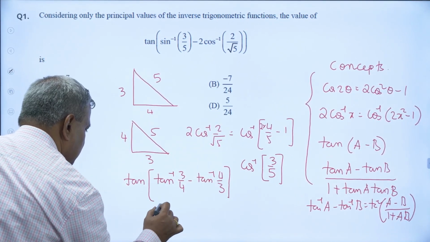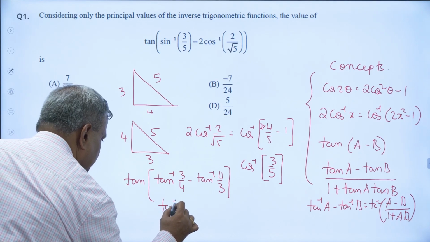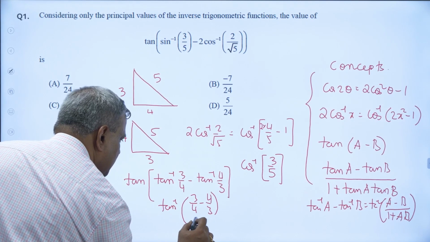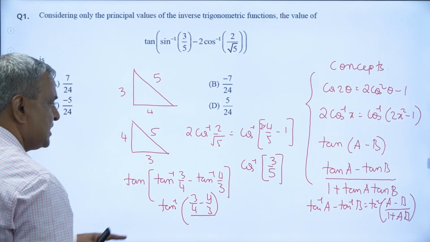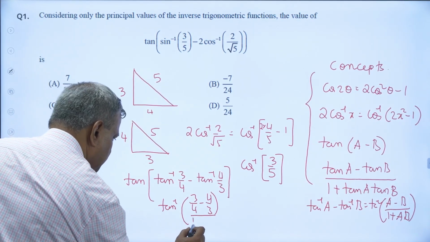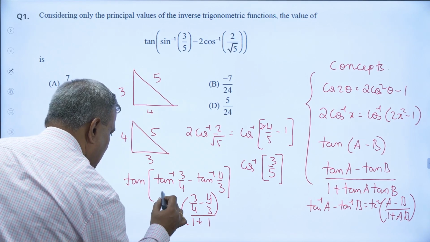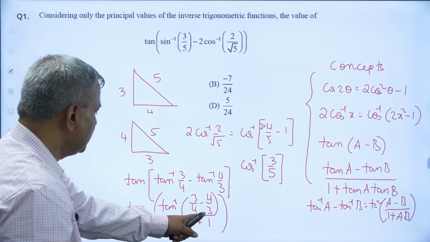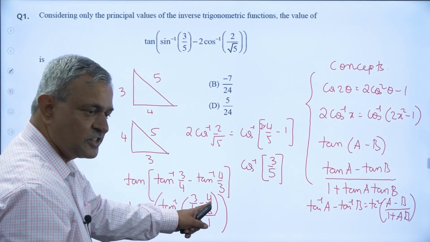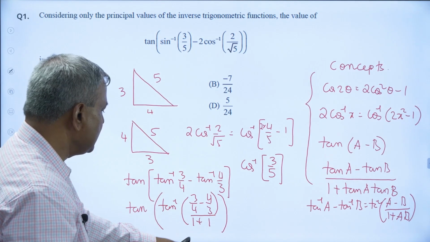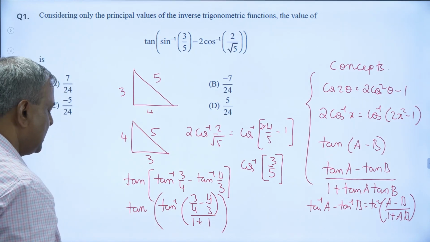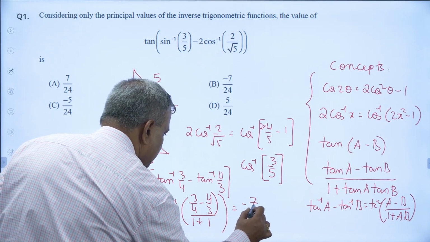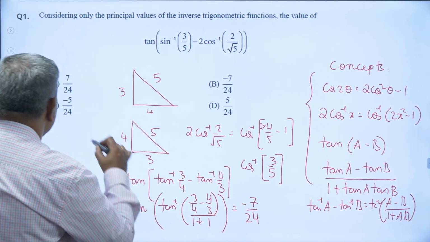So what happens then? This becomes tan of tan inverse of 3 by 4 minus 4 by 3 by 1 plus 1. Outside tan is there. Simple calculation: this will give you 9 minus 16, which is minus 7, over 12. And 1 plus 1 is 2, so 12 times 2 is 24. So finally you get minus 7 by 24.